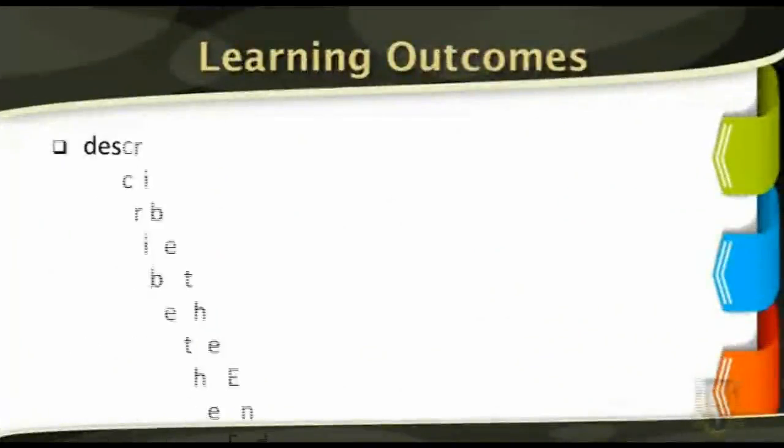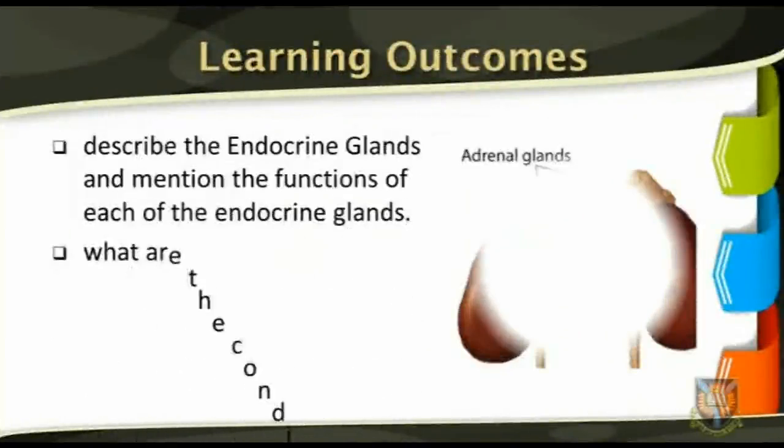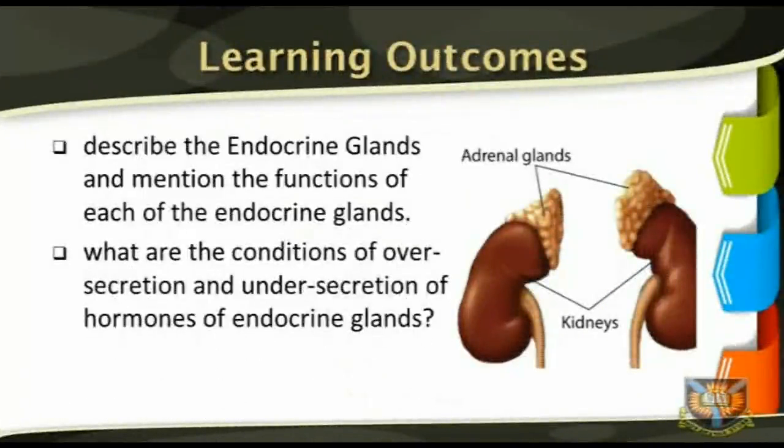When you have studied this session, you should be able to: 1. Identify the endocrine glands in human beings. 2. Mention the functions of each of the endocrine glands. And 3. Highlight conditions of oversecretion and undersecretion of hormones of the endocrine glands.